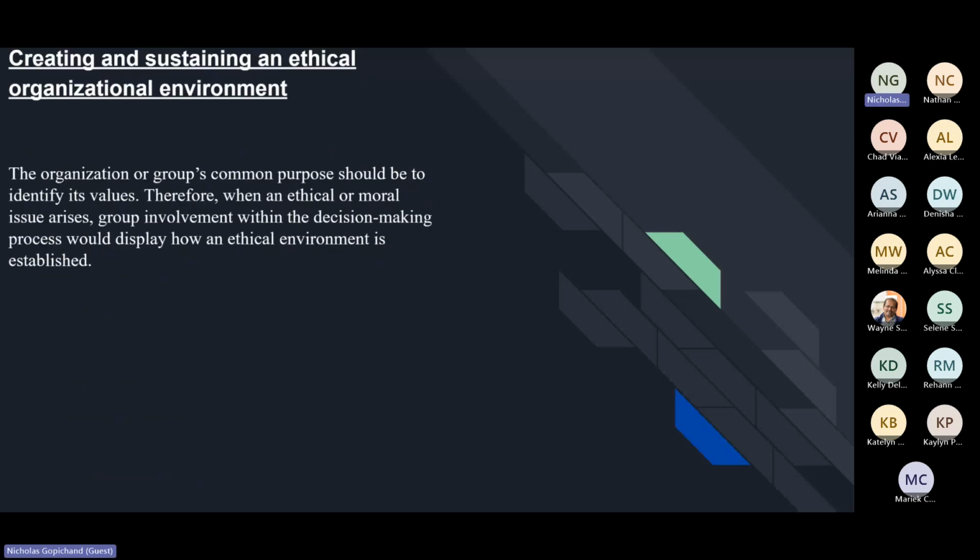The organization or group's purpose should be to identify its values. Therefore, when an ethical or moral issue arises, group involvement within the decision-making process would allow for the establishment of an ethical environment. This would also mean members feel empowered to hold each other accountable, participate in moral talks or dialogues, and work together to help sustain the ethical environment.